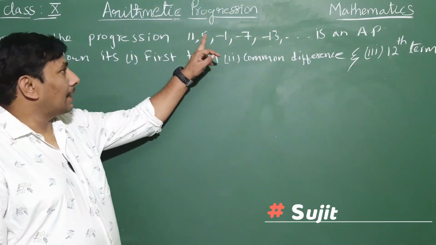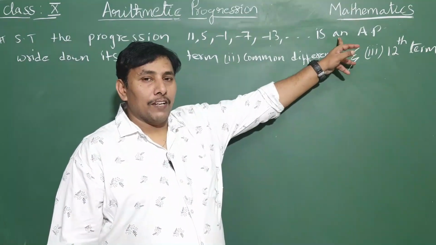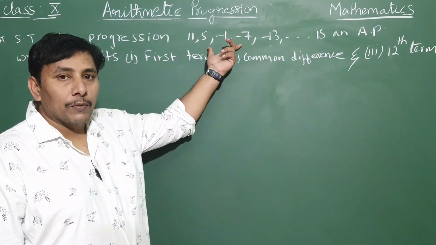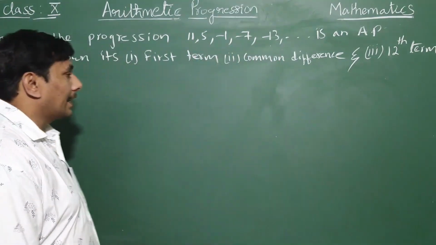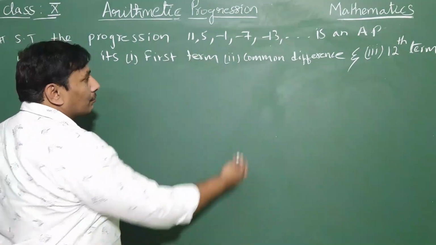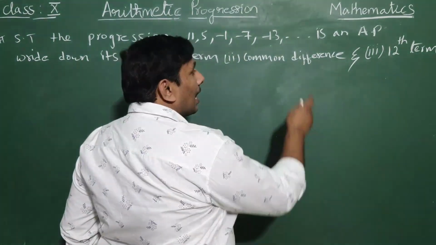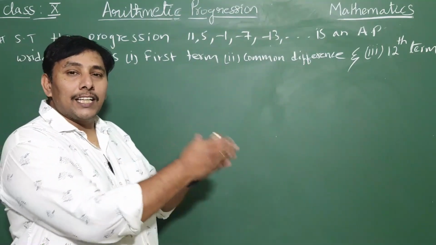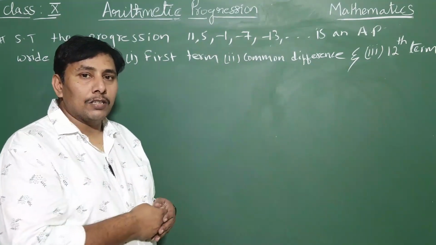Next problem: 11, 5, minus 1, minus 7, minus 13 and so on is an AP. Whenever we are asked to show that a sequence is an AP, the first step is to check whether it has a constant difference between consecutive numbers. Next, write down its first term, 11, and find the common difference. Only then can we say it is an AP if the common difference is constant. And the third part is to find the 12th term. Here we will use the Tn formula that we derived previously.